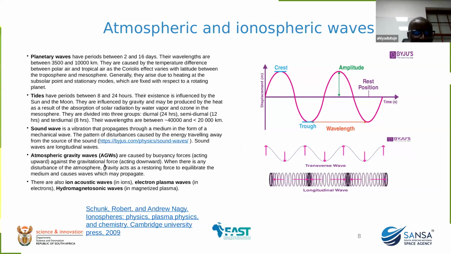The fourth type of waves are called the atmospheric gravity waves. Those are the kind of waves we are going to focus on during this presentation. The atmospheric gravity waves are caused by buoyancy force, which acts upward against the gravitational force. Anything that has a mass in the atmosphere has gravitational force pulling that object downward. So when there is any perturbation or disturbance in the atmosphere, gravity tries to restore the equilibrium of that object and ends up producing waves. Those waves are referred to as the atmospheric gravity waves.